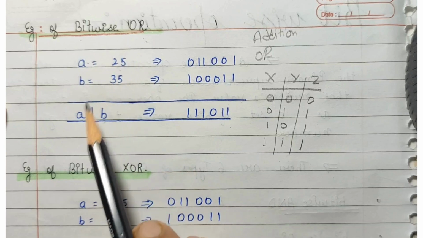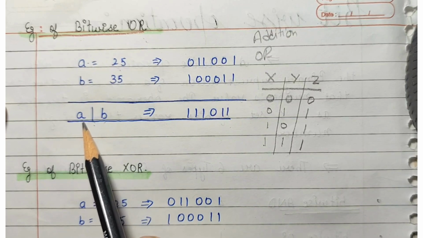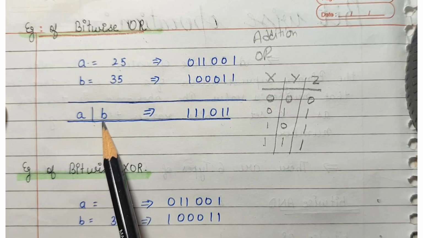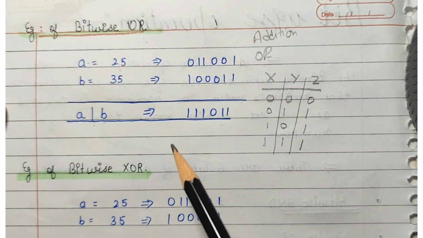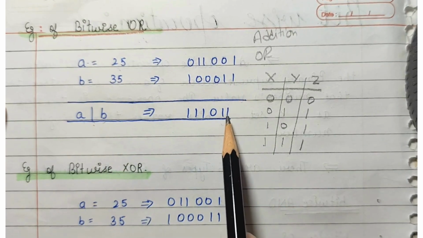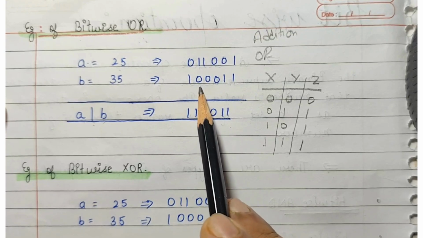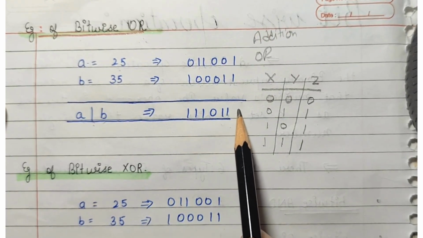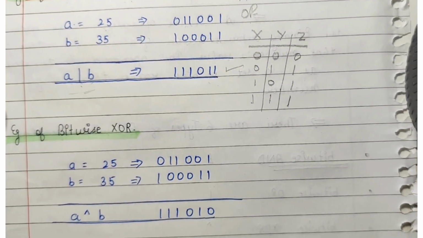If in a coding language you encounter this symbol, you understand automatically that the user or programmer is performing a bitwise OR operation, because this symbol is only used for bitwise OR. So 1 plus 1 is 1, 0 plus 1 is 1, 0 plus 0 is 0, 1 plus 0 is 1, 1 plus 0 is 1, 0 plus 1 is 1. So this is the output of the bitwise OR operation. I hope all of you are clear about this.